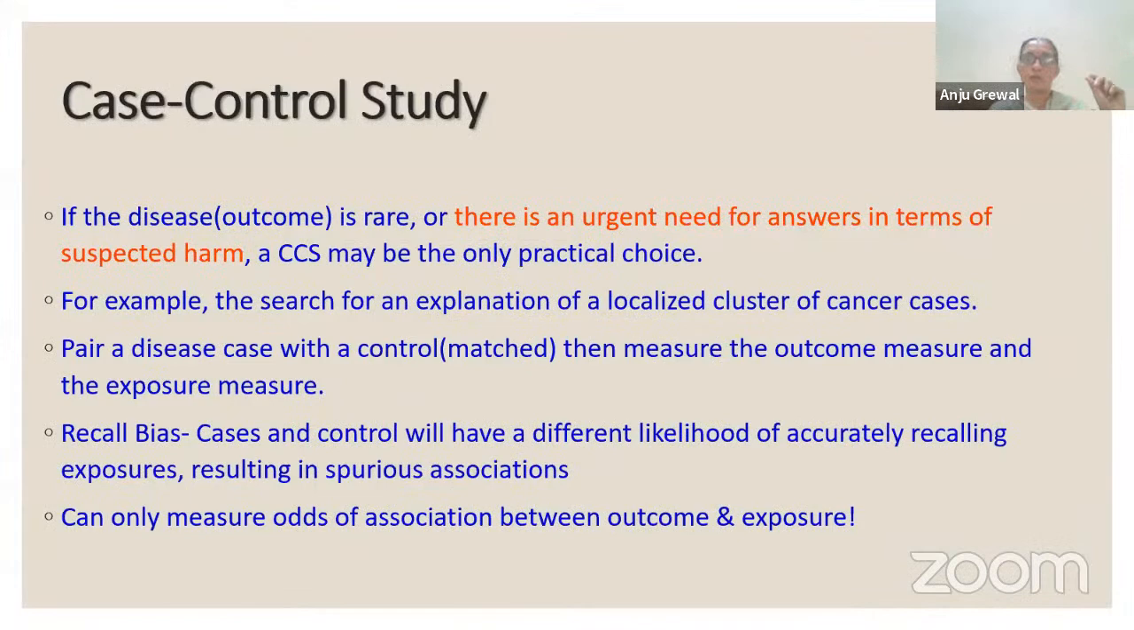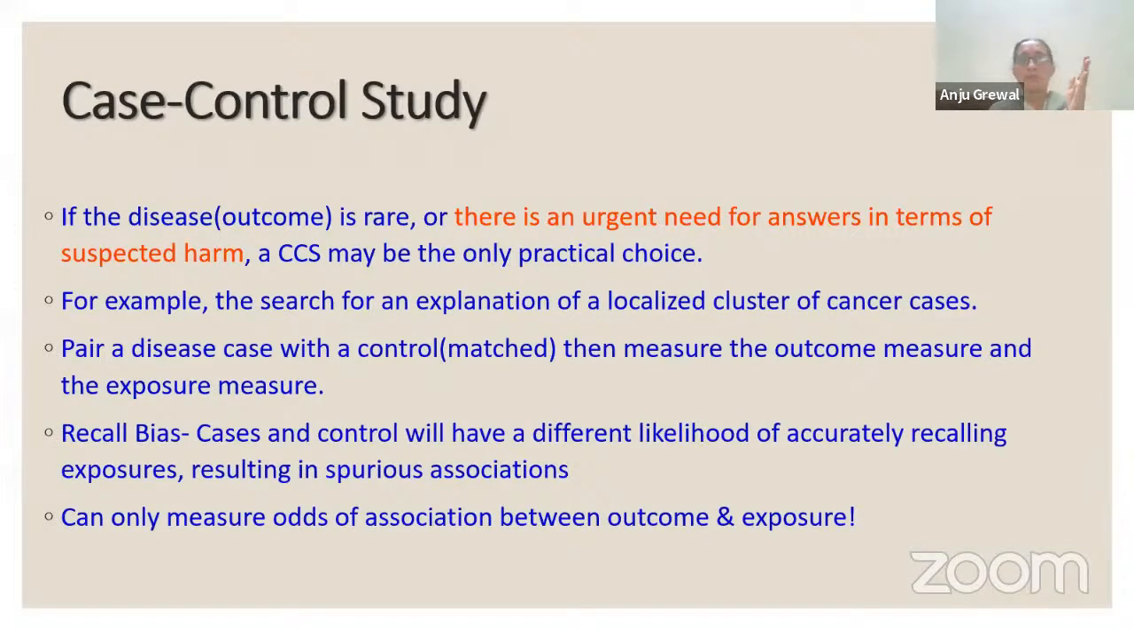Retrospective studies are good, they give quick answers, especially when you have a promotion due and you need a paper, or you want urgent answers, especially in terms of suspected harm in our specialty. So this would be a very practical choice in these kinds of research questions. For example, there is a localized cluster of cancer in a certain area, and you want to see what the outcome and exposure measures are, and then find out what it is. But the problem here is that because it's retrospective, there is a lot of bias coming in.